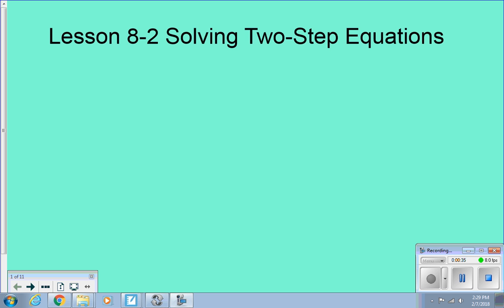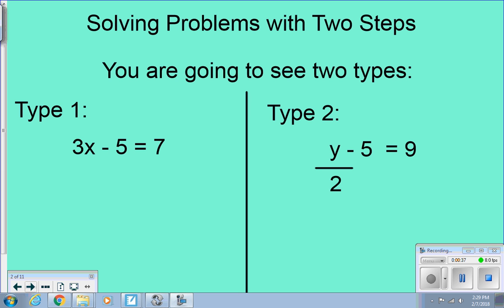All right, so today we are going to see two types of problems. We're going to see some that look like this, and we're going to see some that look like this. Tell me the difference between the two. Hunter. One's dividing and one's multiplying. So we're going to see both of these types today, probably more type 1 than type 2. These are more common, but you still need to know how to do both of them.